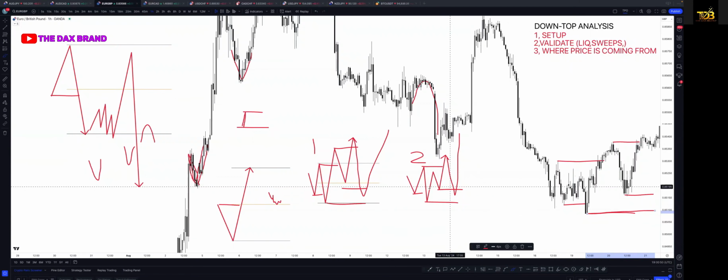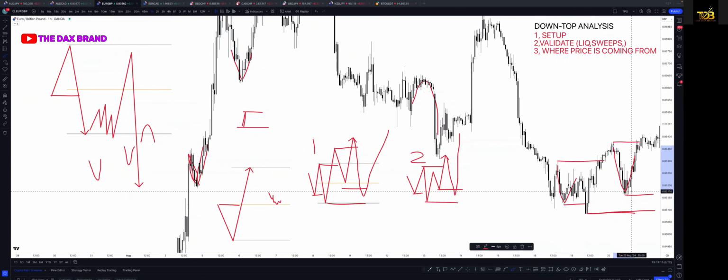So now that means this is a type 1 setup, and this could just be our first setup. This is the first thing we want to look out for. Now the next thing is to validate it, right? We can see a series of candles coming together to form a V-shaped liquidity. The same thing here as well, a series of candles coming together to form a V-shaped liquidity.